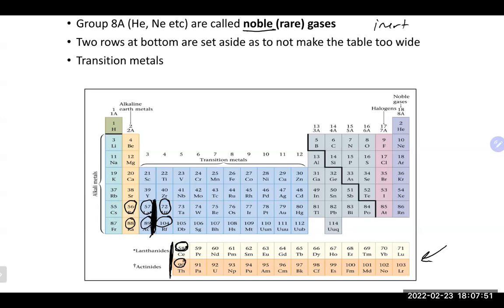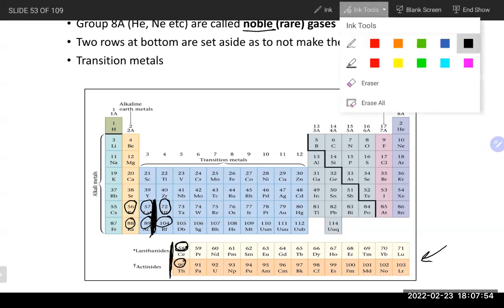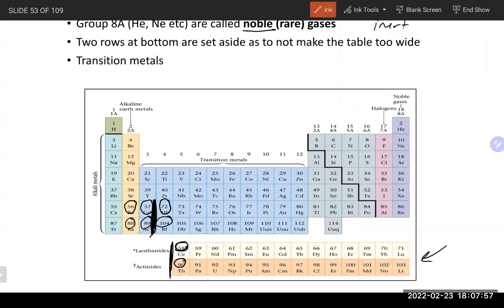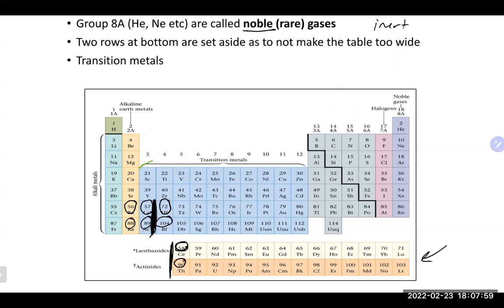Transition metals are found between group number 2 and group number 3 on the periodic table. So right here between group 2 and group 3, those again are our transition metals. Transition metals, as we'll talk about when we talk about naming, have special properties. One of the unique properties of transition metals is that they can make multiple types of charges. Something like copper could be +1 in certain cases, and copper could be +2 in other cases.